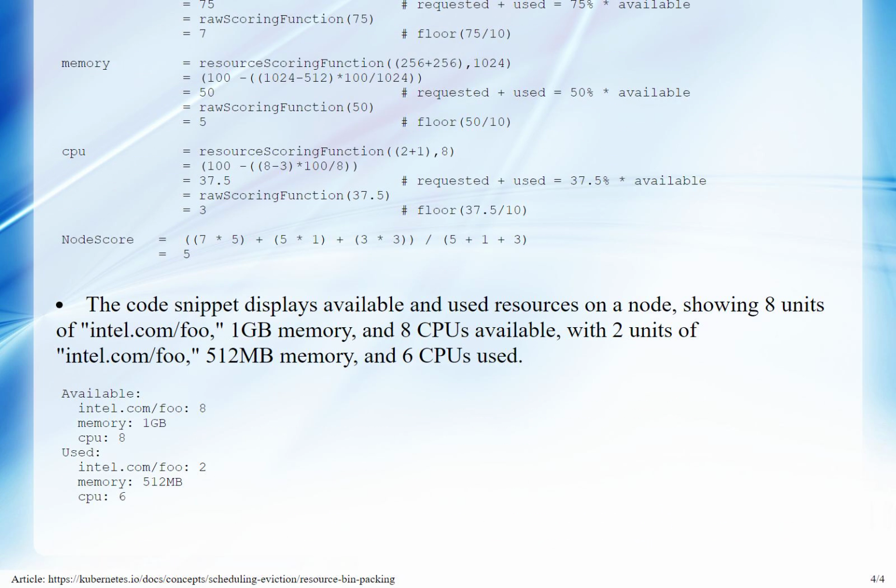The code snippet shows the available and used resources on a node, with 8 units of intel.com/foo, 1 GB of memory, and 8 CPUs available. The node has used 2 units of intel.com/foo, 512 MB of memory, and 6 CPUs, indicating resource utilization on the node.